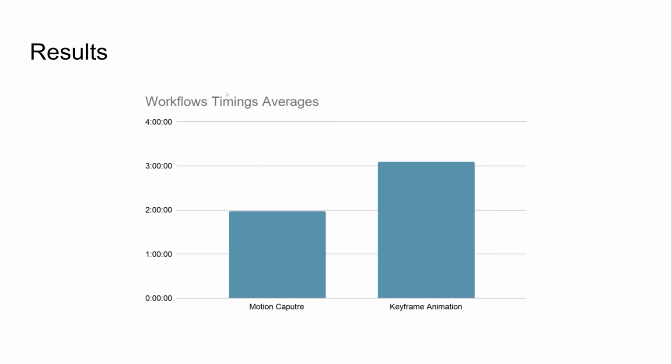These are the timings results. What we did was, when we got all the timings back, we worked out the totals for each and then broke them down into averages. As you can see here, it's quite clear that the motion capture workflow was the faster of the two workflows.